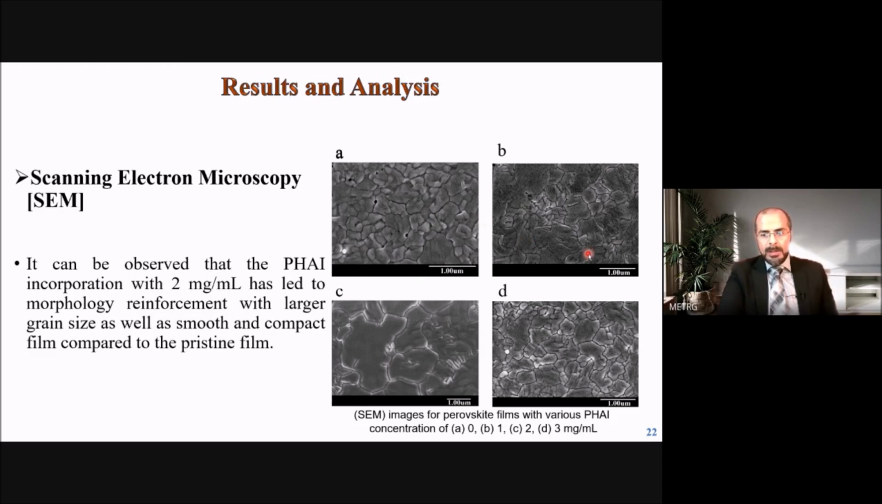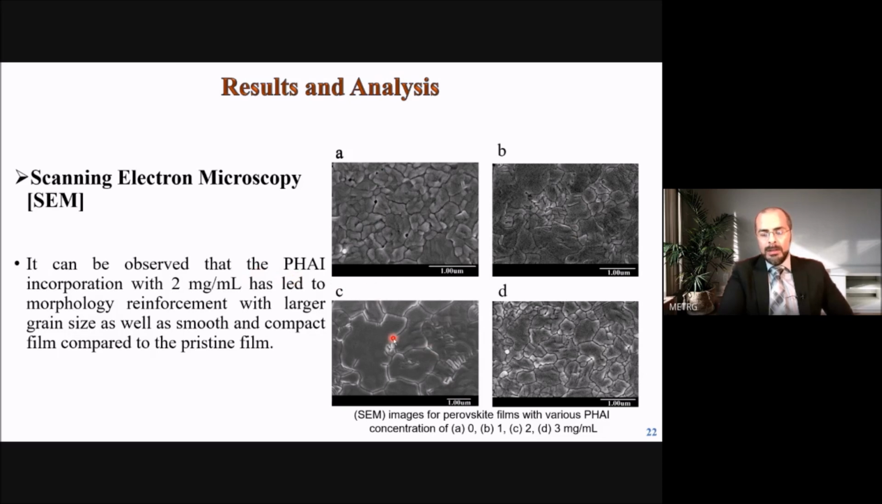And we have 4 conditions, as I mentioned before. We have 0, picture A shows 0 PHI, picture B 1, 2, and D is 3 milligrams per milliliter. From these images, we can tell that the biggest grains is in the condition where we have 2 milligrams per milliliter of that material, PHI.